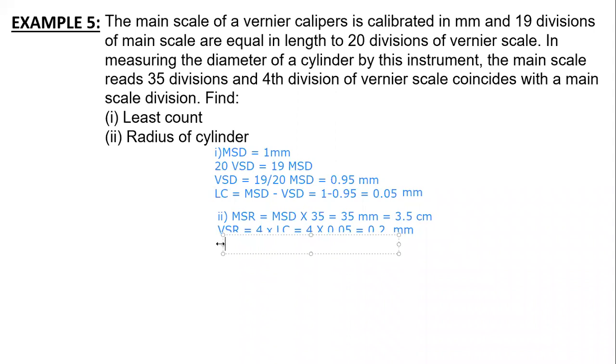So the total reading will be 3.5 centimeter plus 0.2 millimeter, so 3.5 plus 0.02. It will be 3.52 centimeter. Is the answer correct? Yes, sir. I think so. Okay, so everyone got the same answer, 3.52, for the second part. So all are saying it's correct.